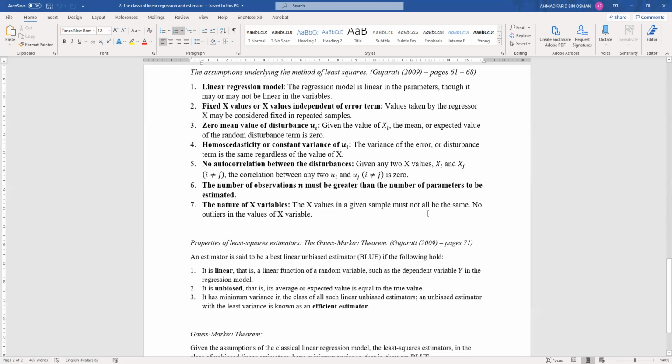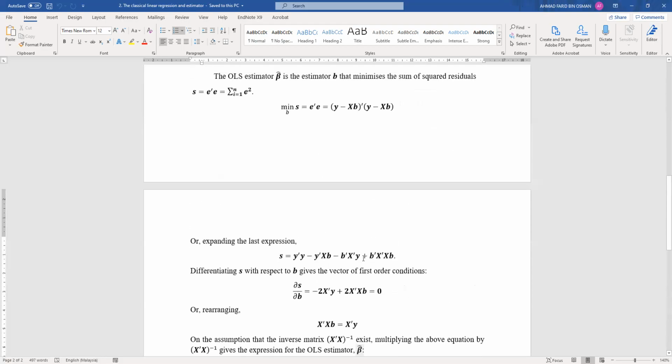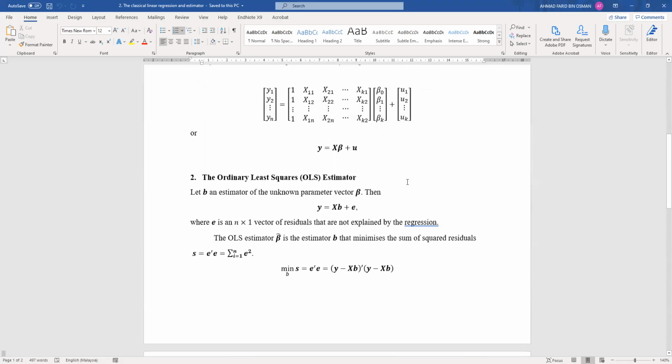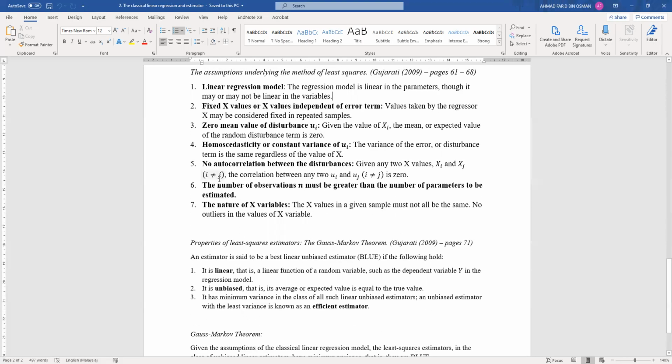And then the next one, no autocorrelation between the disturbances. Given any two x values, xi and xj, the correlation between any two errors ui and uj is 0. So it requires that each of these error terms be independent. They cannot be correlated with each other. Any error term cannot be related or correlated to another error term. So no autocorrelation, or no relationship between the different points of the error.